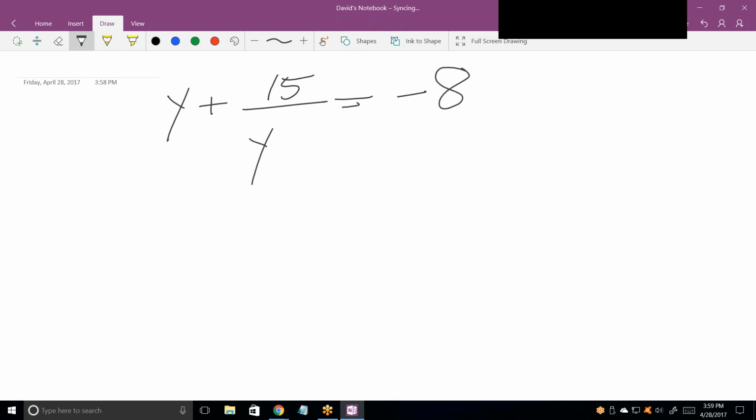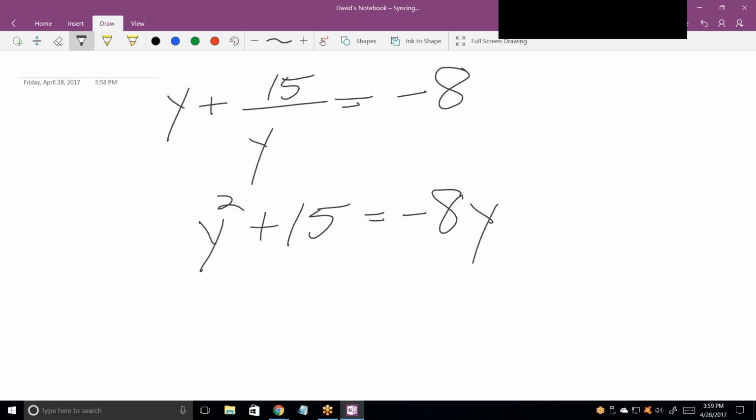What's the best thing to do on these kind of equations as a first step? Multiply both sides by y. Yeah. In other words, get rid of the denominator. Denominators just give us problems. They make equations hard to solve. So if you can always get rid of denominators as a first step, it's going to produce an equation that's easier to solve. So if I multiply everything by y, what do I get? Y squared plus 15 equals -8y. Okay, now what?